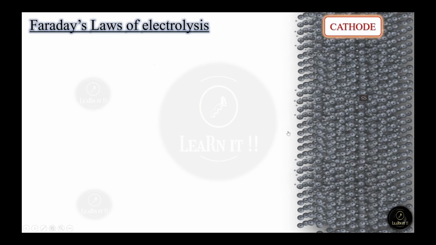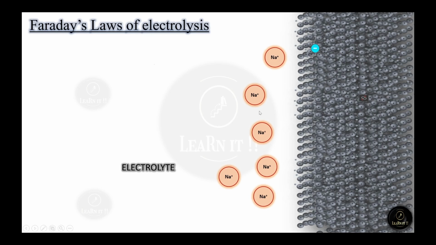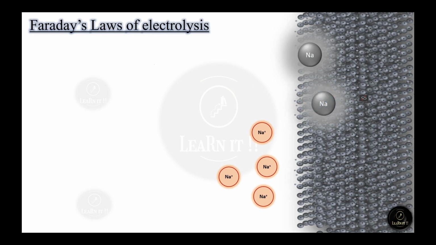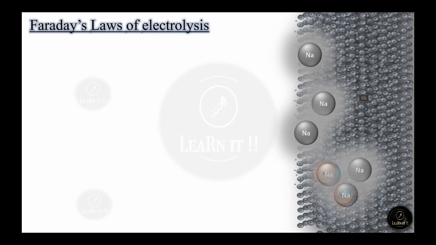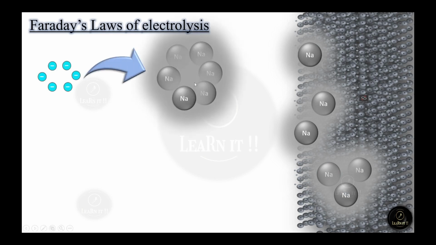So consider a cathode. One sodium atom deposited by 1 electron, 2 sodium atoms deposited by 2 electrons, 3 sodium atoms deposited by 3 electrons. So total 6 electrons are provided, so 6 sodium atoms get deposited. So 6 electrons made to deposit 6 sodium atoms.